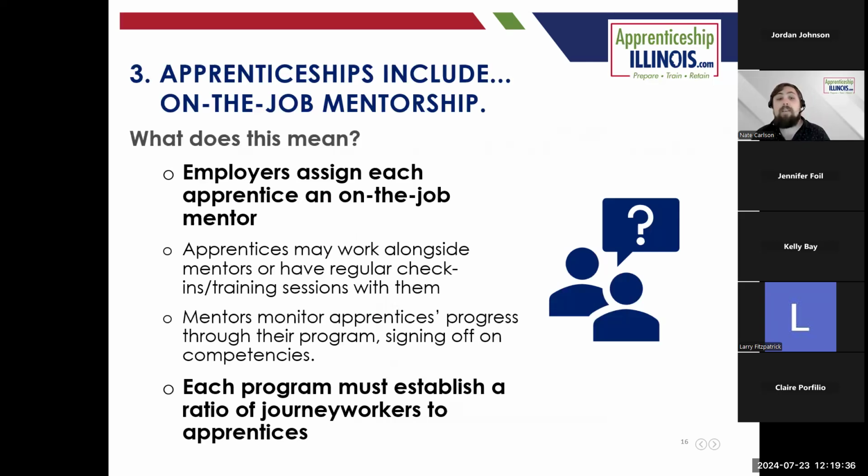And each program must establish a set ratio of journey workers to apprentices for a number of reasons. One, for safety. Two, for instances of prevailing wage. The employer can't just put a bunch of apprentices on the job site to save some money. They have to maintain the ratio of journey workers to apprentices that they said up front they would.